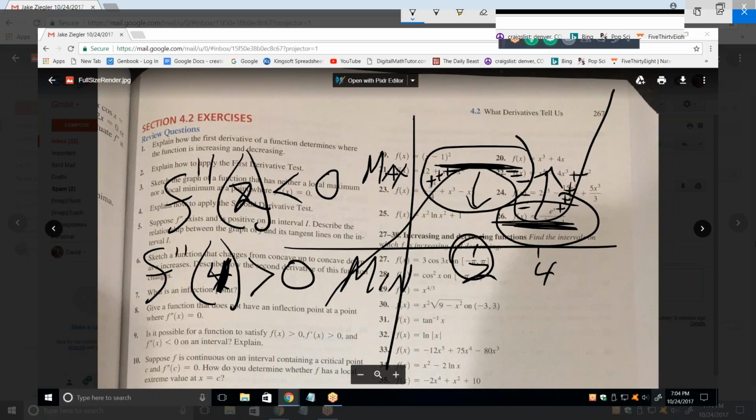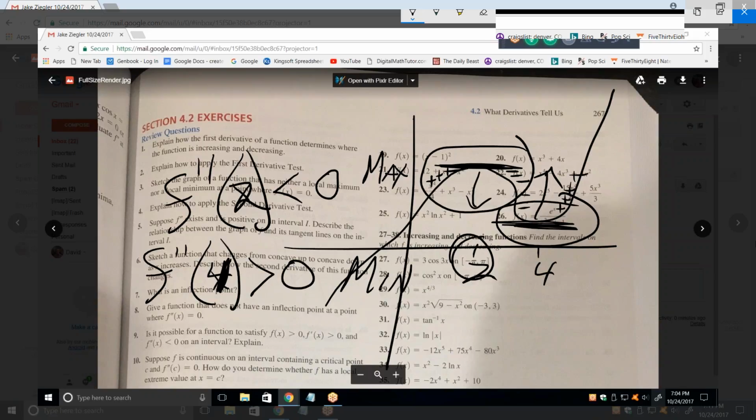But you will find that the second derivative test is much faster than the first derivative test, as long as it's not equal to 0. If it's equal to 0, you have to go back and apply the first derivative test.